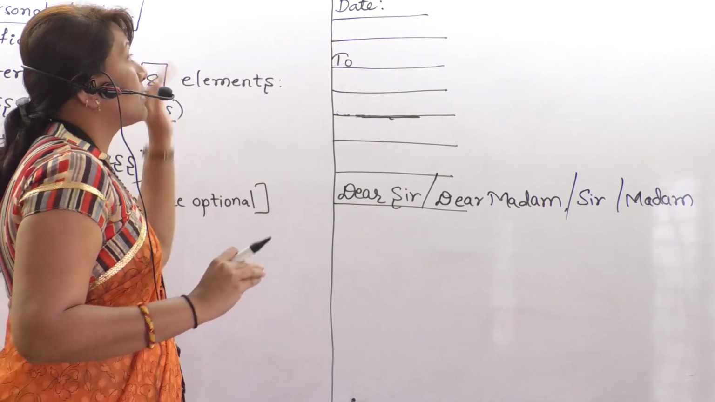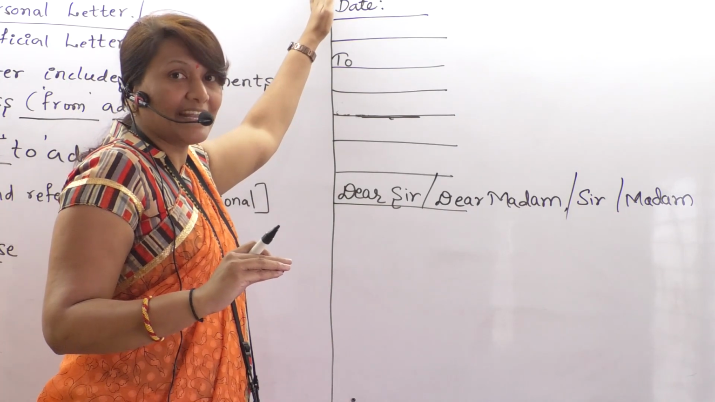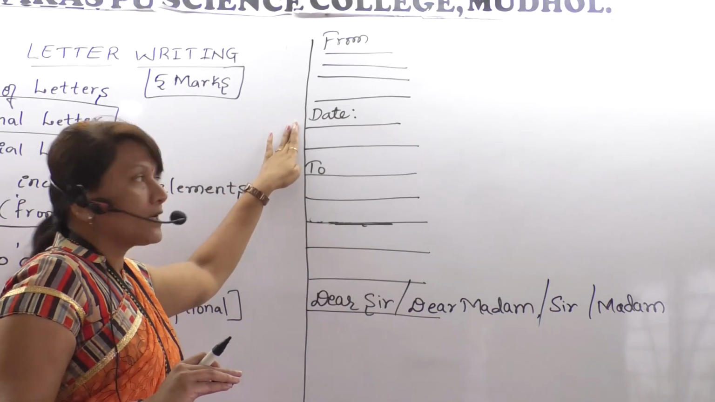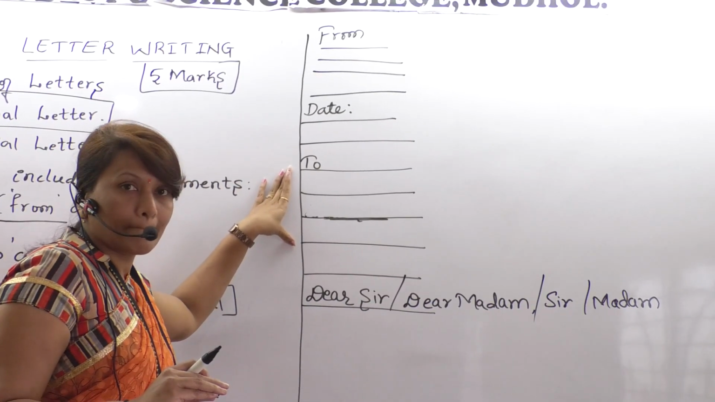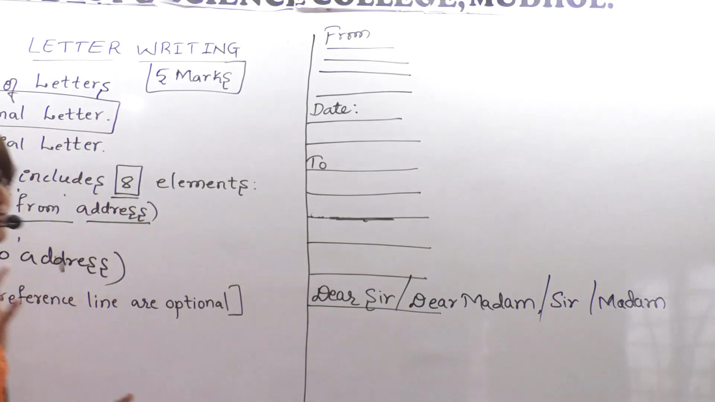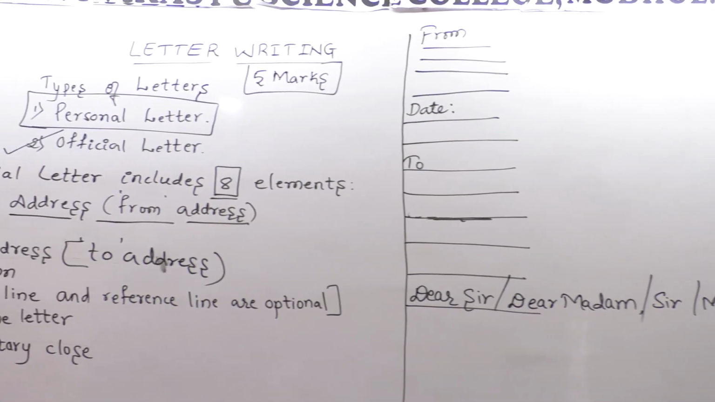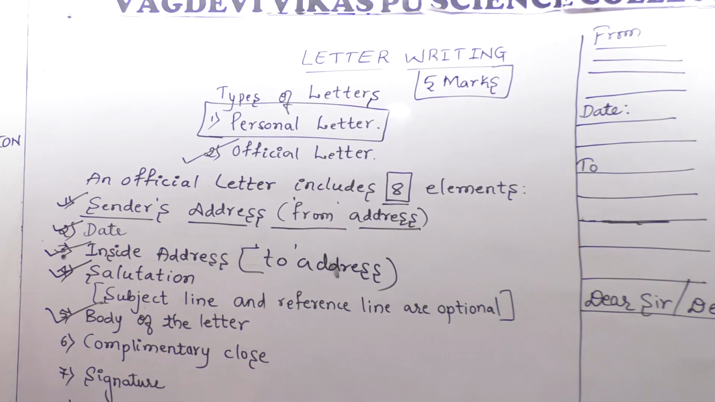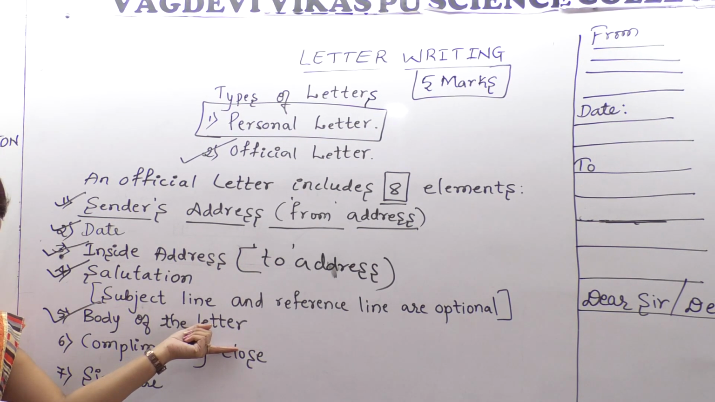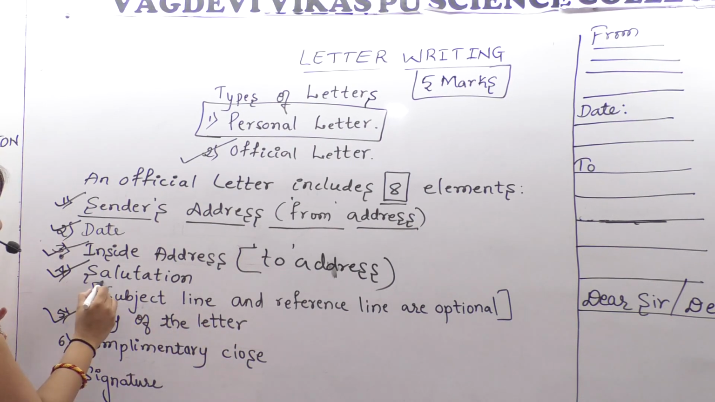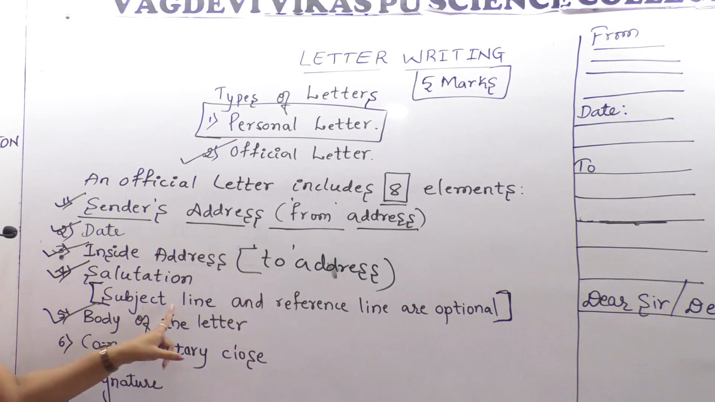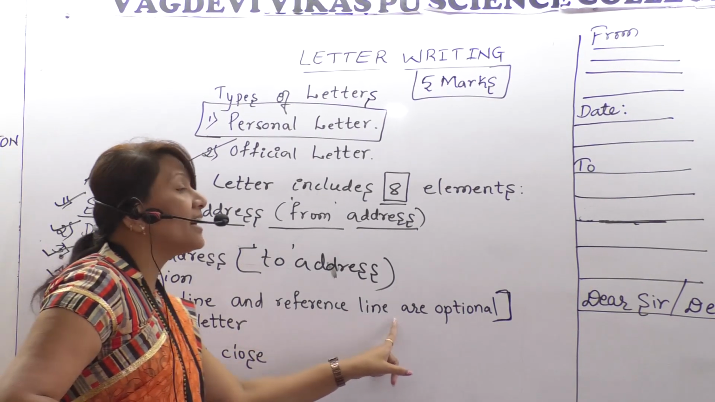Let me repeat. The first one is from address or sender's address. Then comes the date. Then comes to address. Then comes salutation. Thereafter let us see which point we have to follow. The next point is body of the letter. Before we go to the next point, here in the bracket it is given that subject line and reference line are optional.